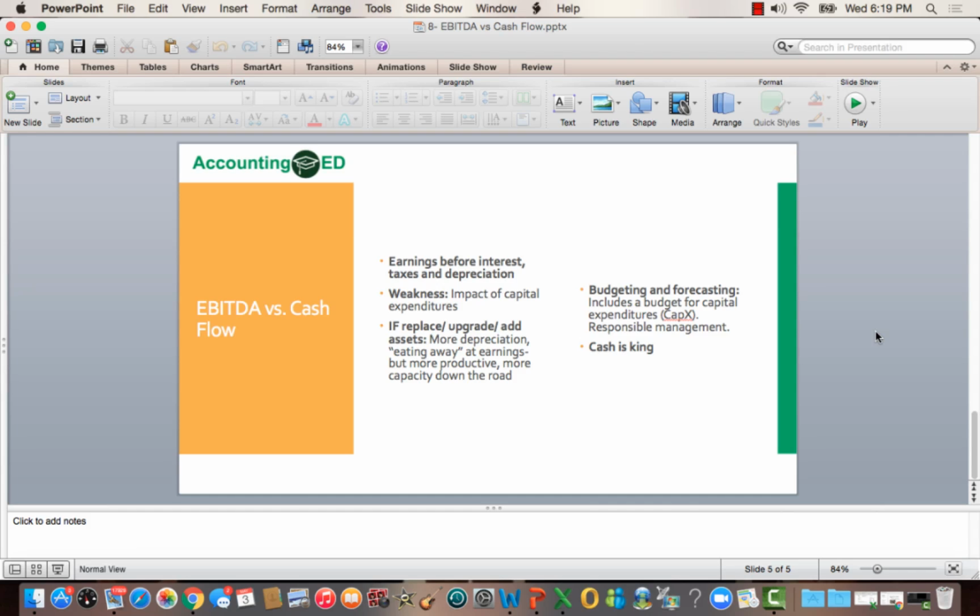Another thing to keep in mind is that from a budgeting and forecasting standpoint, every budget includes a budget for capital expenditures, or CapEx as it's called. And any responsible manager is going to plan for that, because if you don't, you're not really creating a realistic plan for your business. So cash is king, ultimately. And those are two examples of valuation metrics, EBITDA versus cash flow.